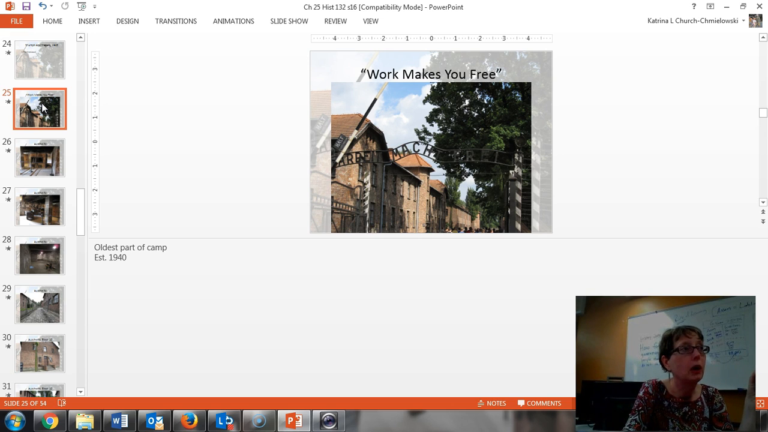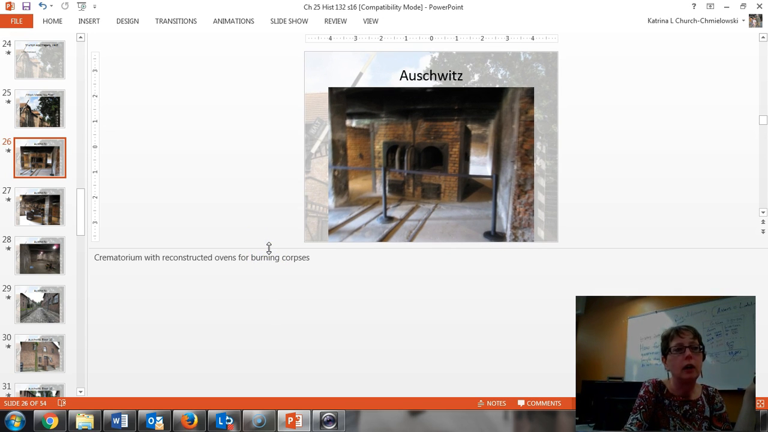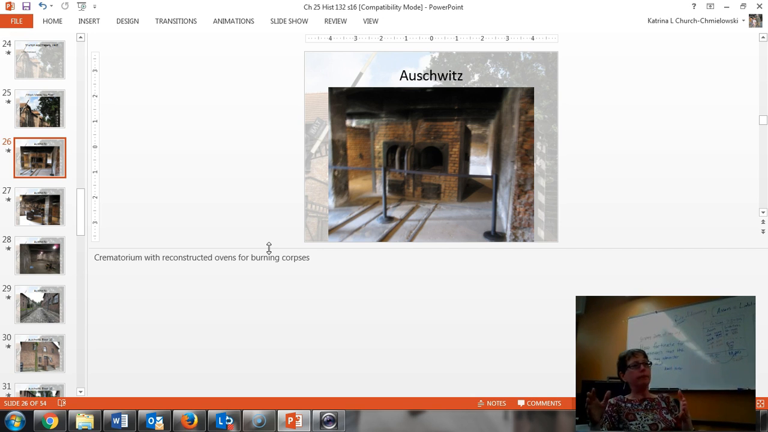So this is the oldest part of Auschwitz. It was established in 1940. These are actually barracks for the Polish military, and Germany took this over, okay? And the sign means work makes you free. And this is a crematorium, the ovens are reconstructed, and they are for burning corpses. I have to say, this is not necessarily gory, but these pictures are pretty intense. Are you ready? Okay.